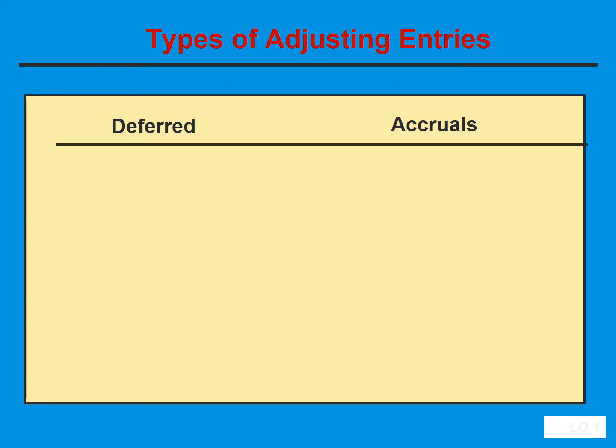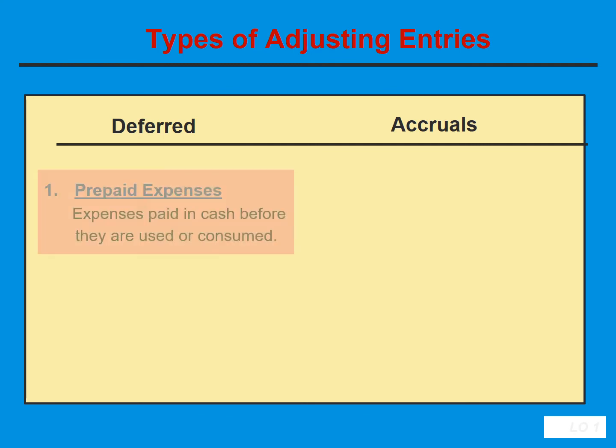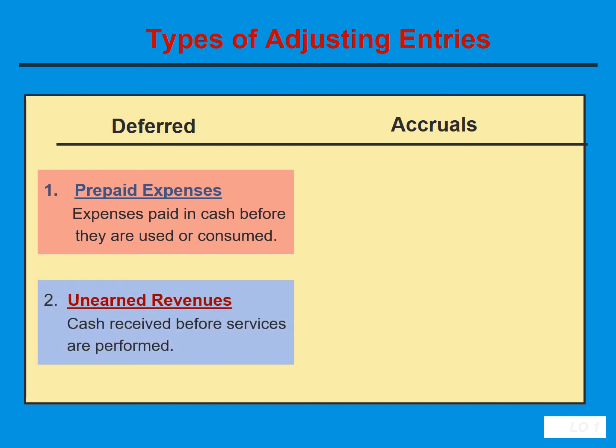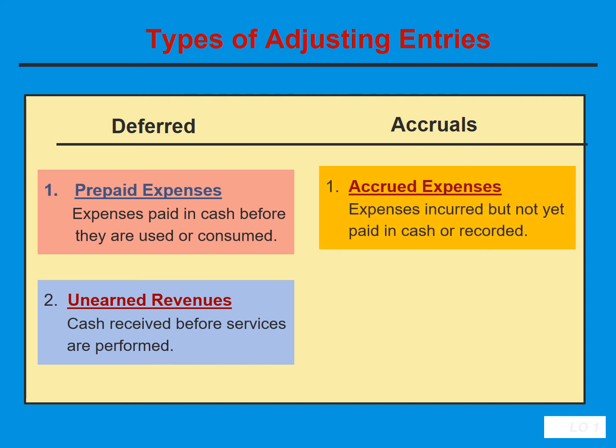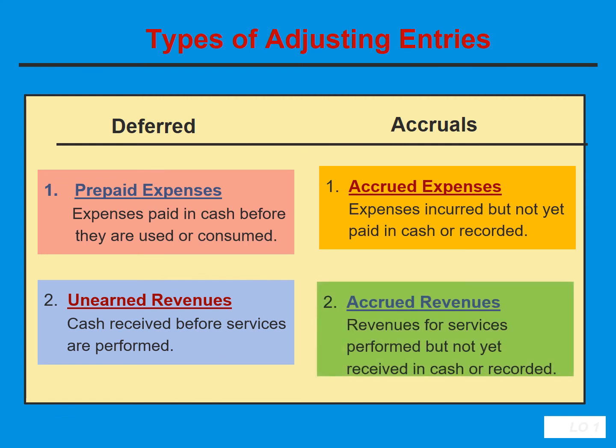Types of adjusting entries. A. Deferrals are: 1. Prepaid expenses. Expenses paid in cash before they are used or consumed. 2. Unearned revenues. Cash received before services are performed. B. Accruals are: 1. Accrued expenses, which are expenses incurred but not yet paid in cash or recorded. 2. Accrued revenues, meaning revenues for services that have been performed but not yet received in cash or recorded.